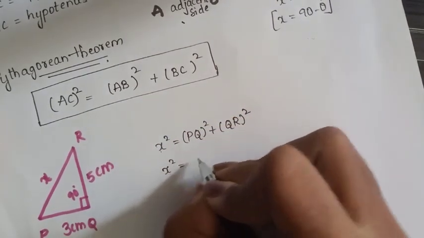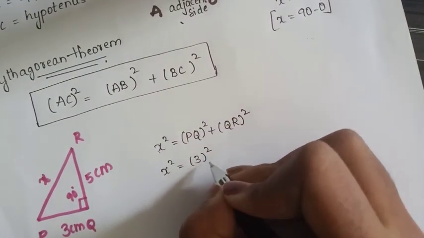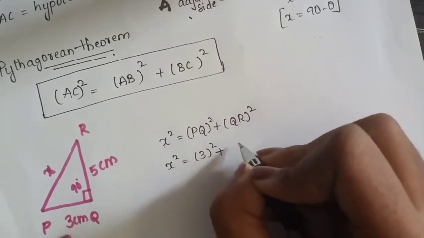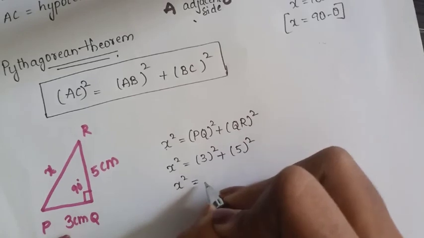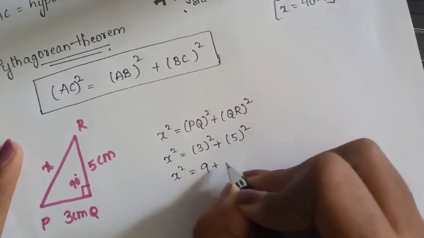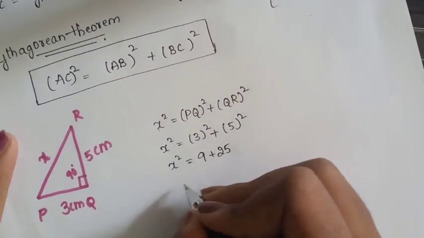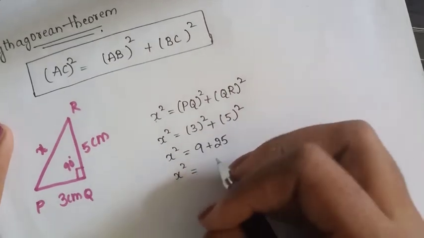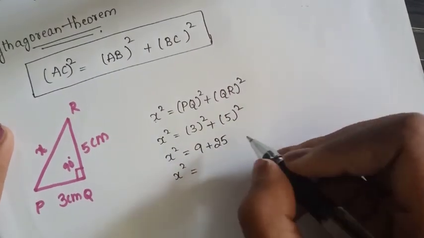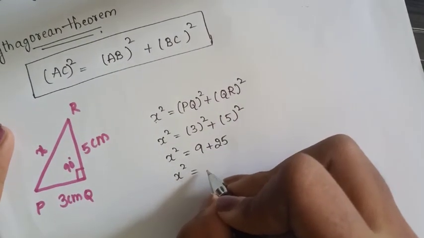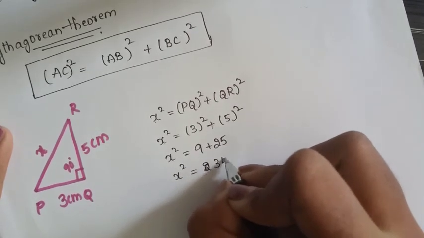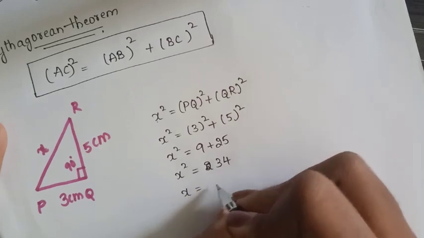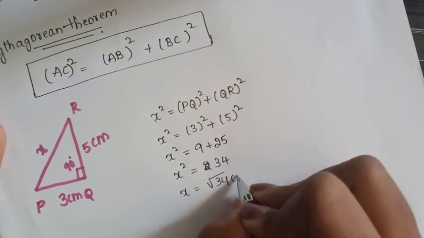So x squared is equal to 3 squared, as PQ is 3 centimeters, plus 5 squared. 3 threes are 9, 5 fives are 25. So x squared equals 25 plus 9. What is 25 plus 9? It is 34. So x will be root over 34 centimeters.